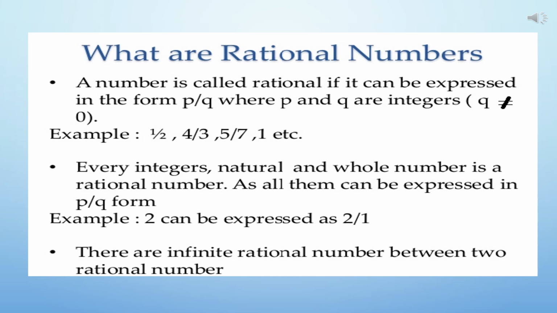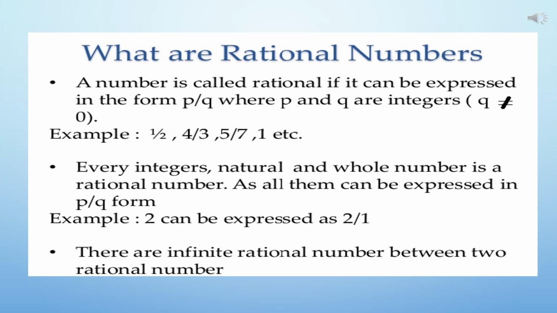In 1 upon 2, here p is equal to 1 and q equals 2. Next, 4 upon 3, here p equals 4 and q equals 3. Next, 5 upon 7, here p equals 5 and q equals 7. Next one, 1. Now the question arises, it is not in the form of p upon q, but it is, because we can write 1 as 1 upon 1. So p is equal to 1 and q equals 1.